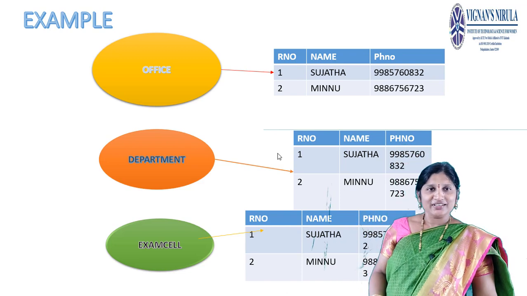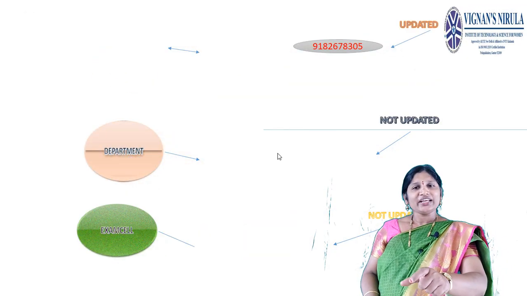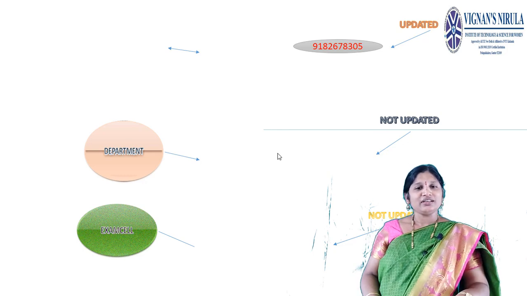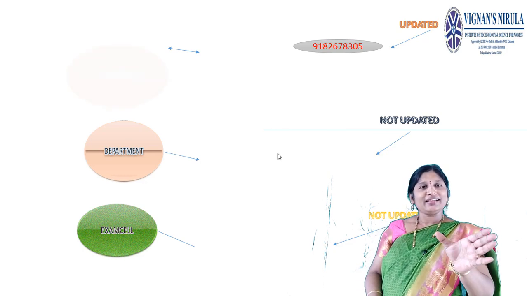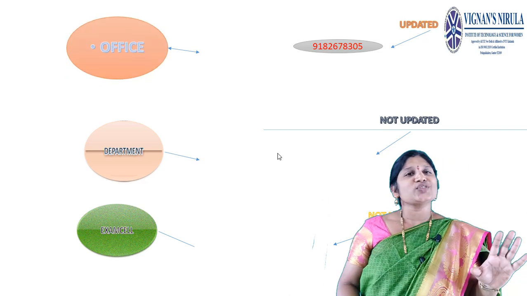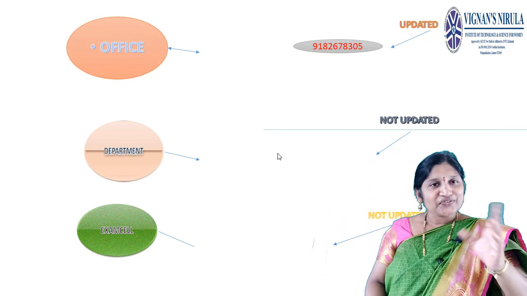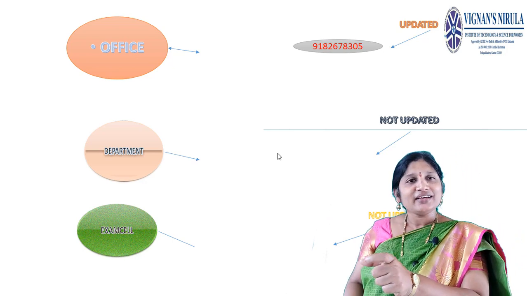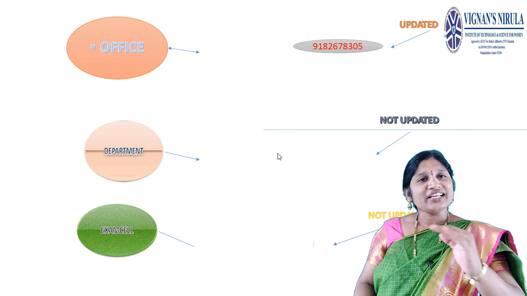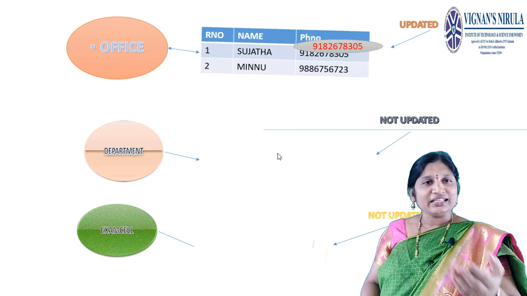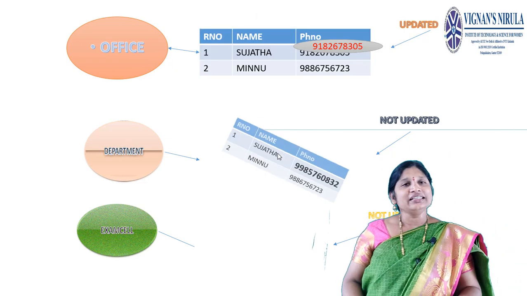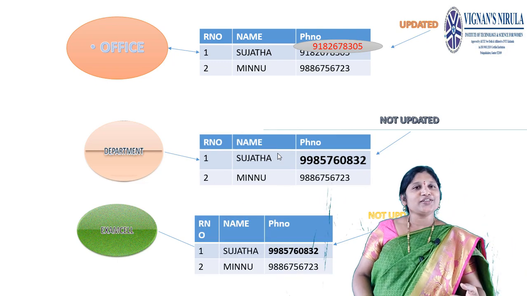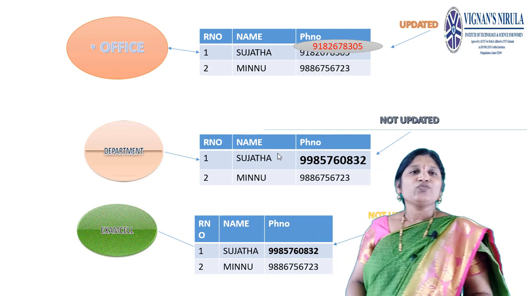For example, we have the same data at office, department and exam cell. Suppose the phone number of Sujata has changed. She has informed only the office. So her phone number has been updated only at the office level, but it has remained the same at the department level as well as in the exam cell. So in the department it is not updated, in the exam cell it is not updated, it has only been updated at the office level.